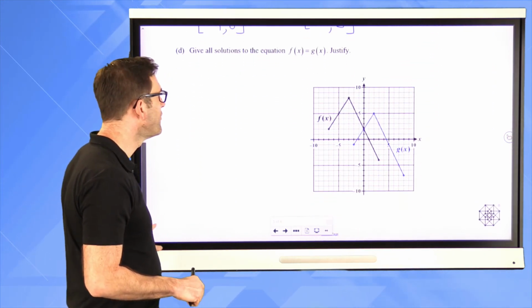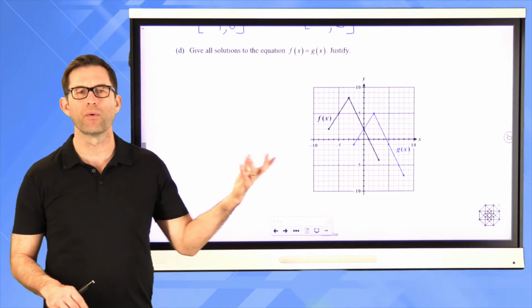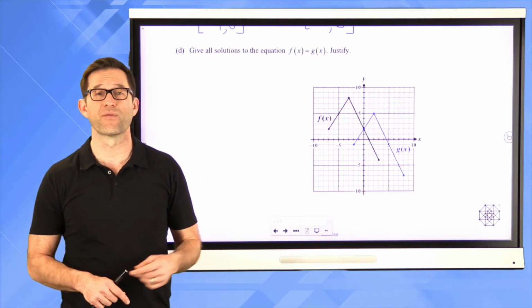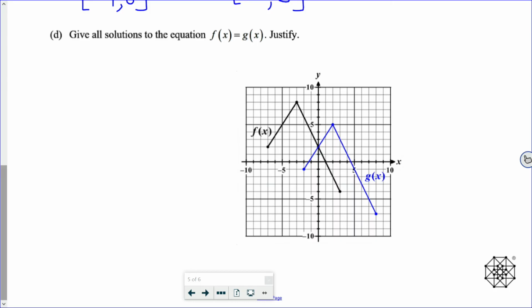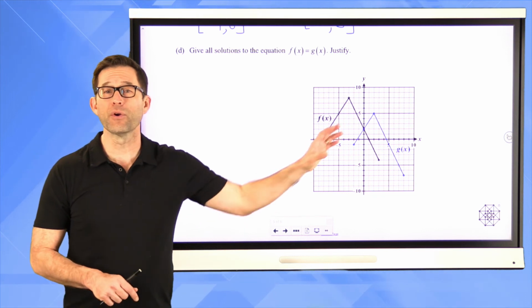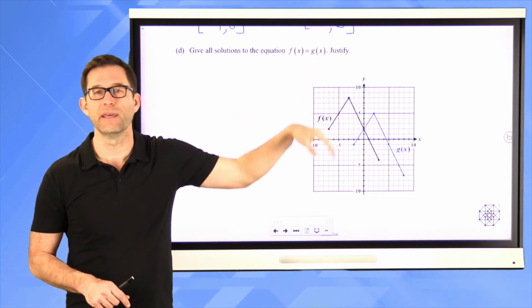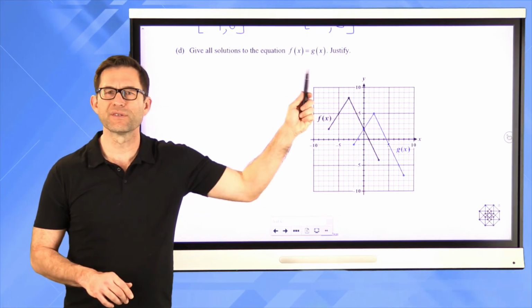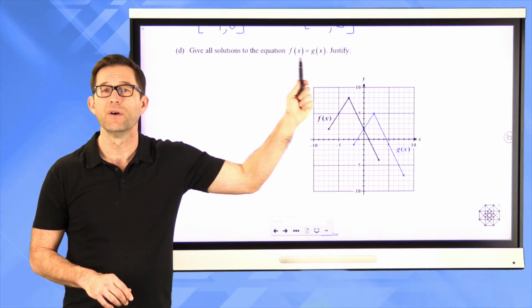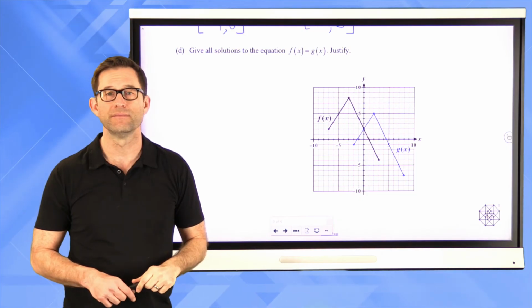Okay. Now the final piece, and this is really an important one because it comes up quite a bit in these types of questions. Take a look at letter D. Give all solutions to the equation f of x equals g of x. Justify. All right, well, I've reproduced the graphs here so that we don't have to keep going up and down. I'd like you to pause the video now and tell me what the solutions or solution is to this particular equation.